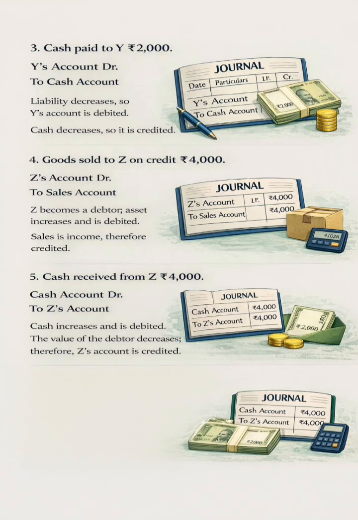Cash received from Z, 4,000 rupees. Cash account debit, to Z's account. Cash increases and is debited. The value of the debtor decreases, therefore, Z's account is credited.